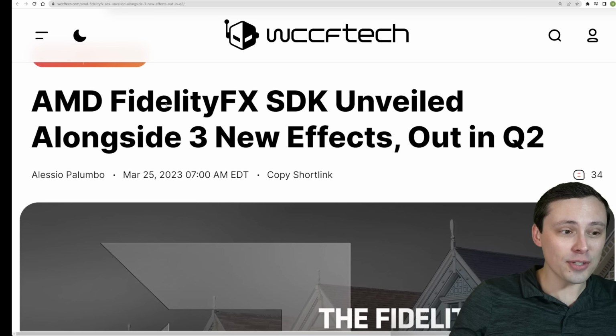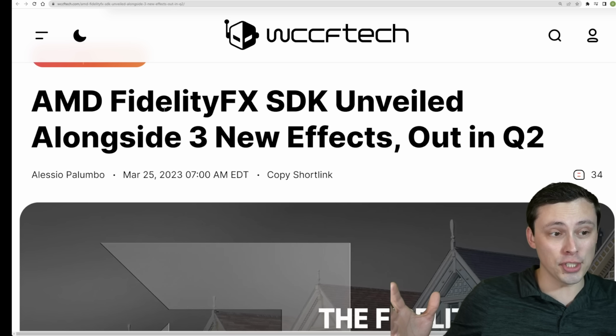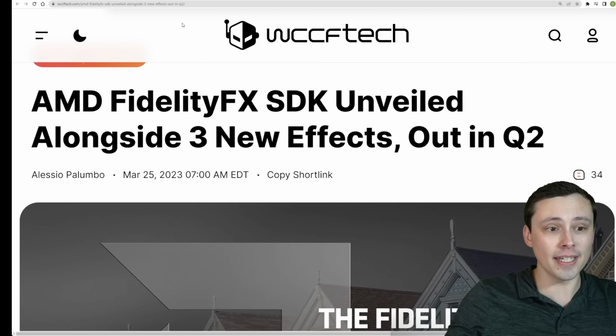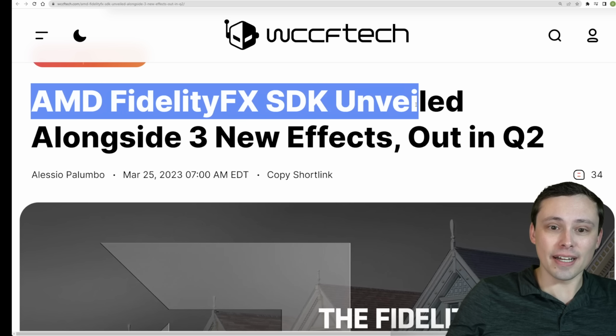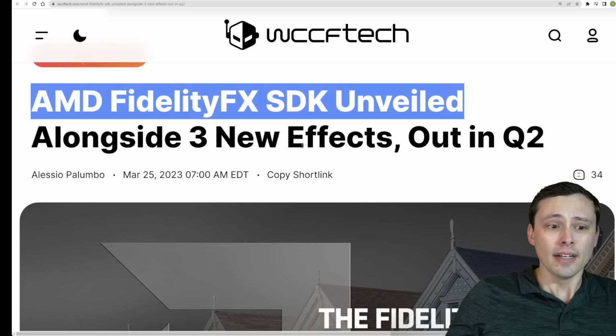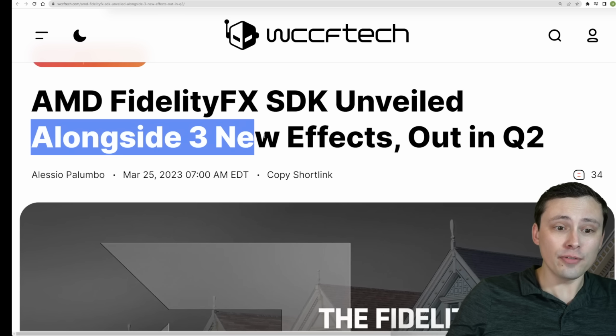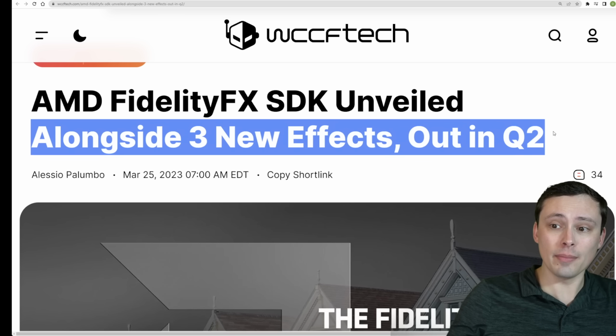Now, again, this was a big thing about FidelityFX in general, not just FSR3. And so they unveiled a FidelityFX SDK with some new FidelityFX effects coming out in Q2.